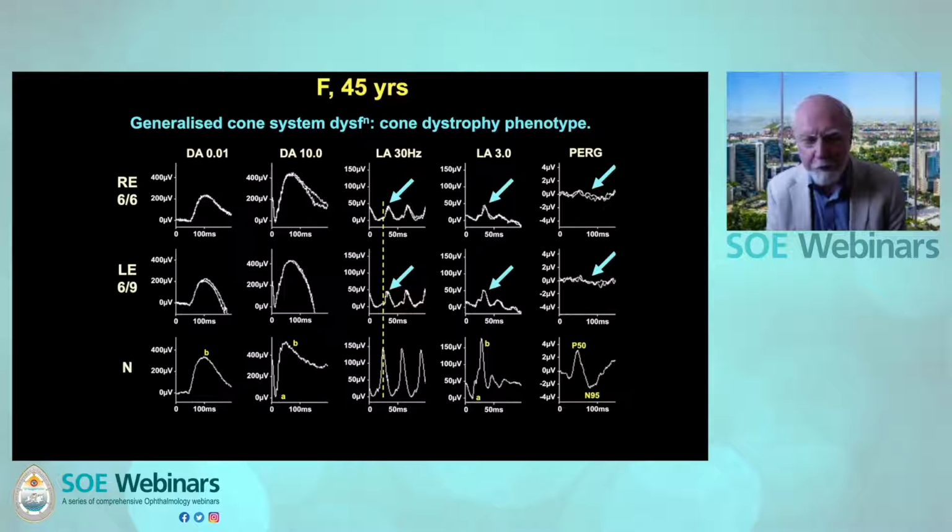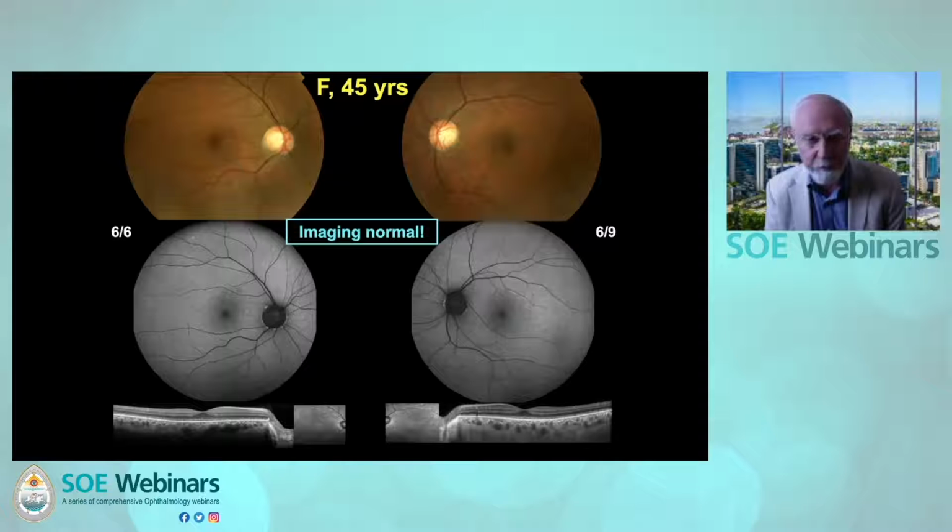That then needs a full-field ERG. The rod-specific and bright flash dark adapted ERGs indicate normal rod system function. And then if we look at the cone system, there is marked delay indicative of generalized cone system dysfunction. So the patient has a cone dystrophy phenotype and the imaging is normal. Fundi are normal, autofluorescence imaging is normal, macular OCTs are normal.